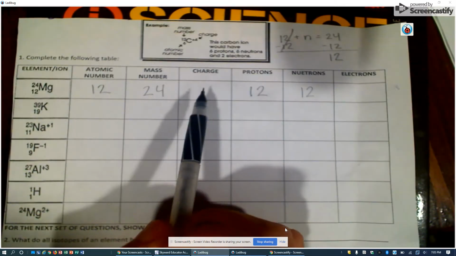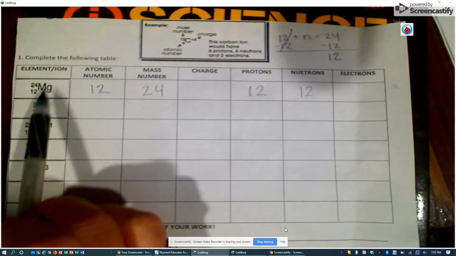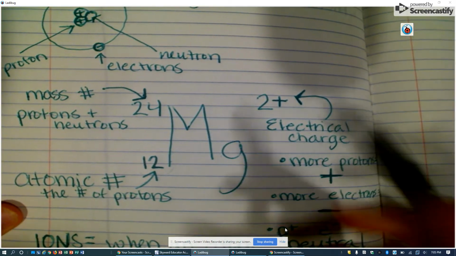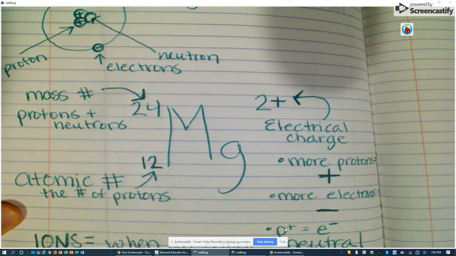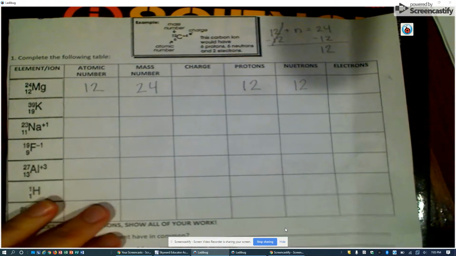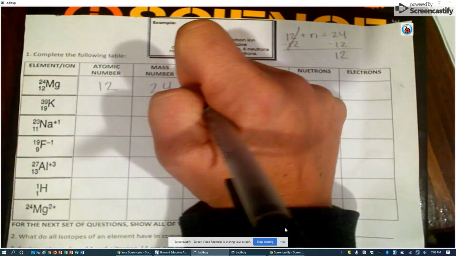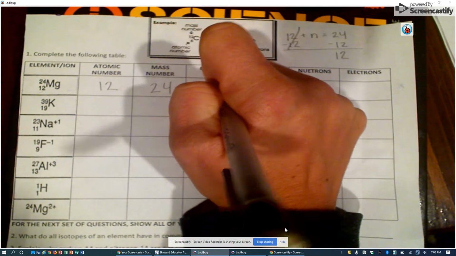All right, so then it asks us for a charge. Right here, it doesn't show any charge. And we said in our notes from last week that that's basically where we find the charge, in the upper right-hand corner. So it looks like there's no electrical charge. So let's just write none.